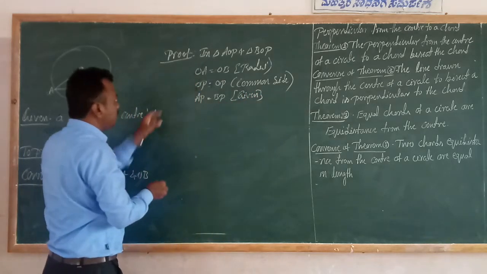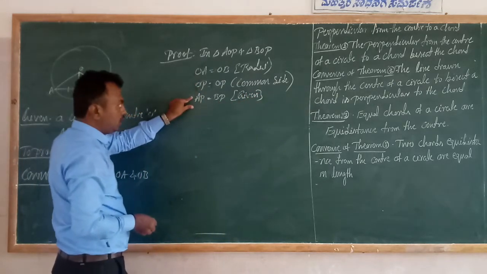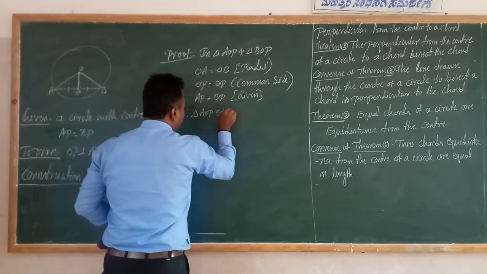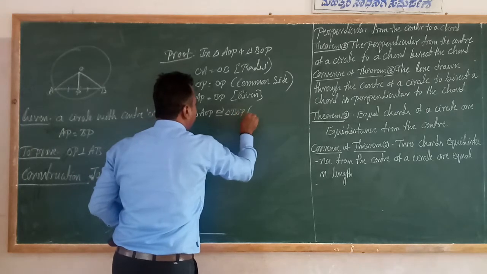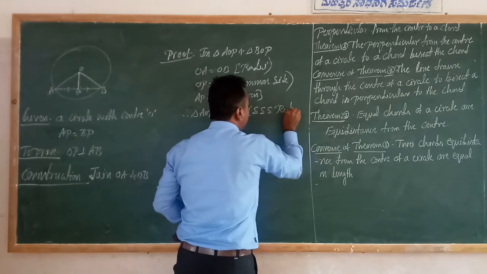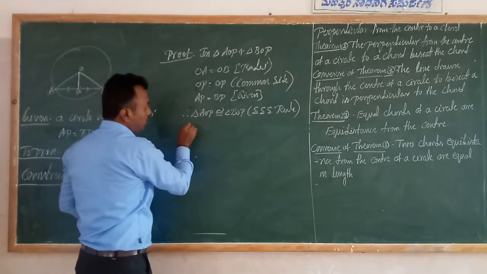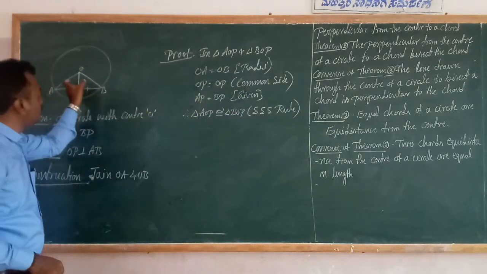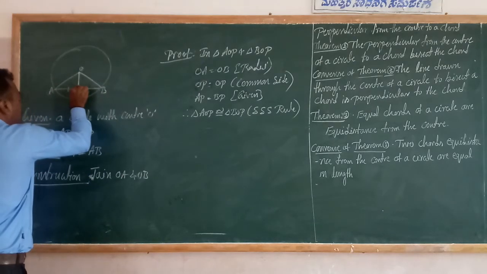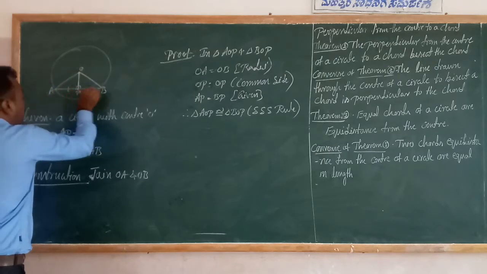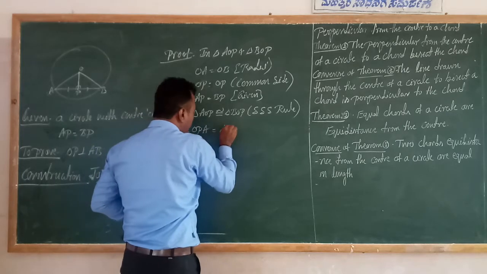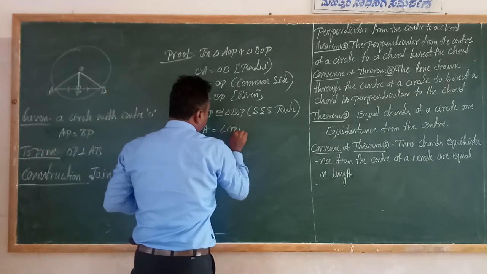Okay, so next, the three elements are equal to each other. Therefore triangle AOP is congruent to triangle BOP by the SSS congruence rule. After the two triangles are congruent, the remaining two angles are equal. OPA and OPB are equal because of CPCT.